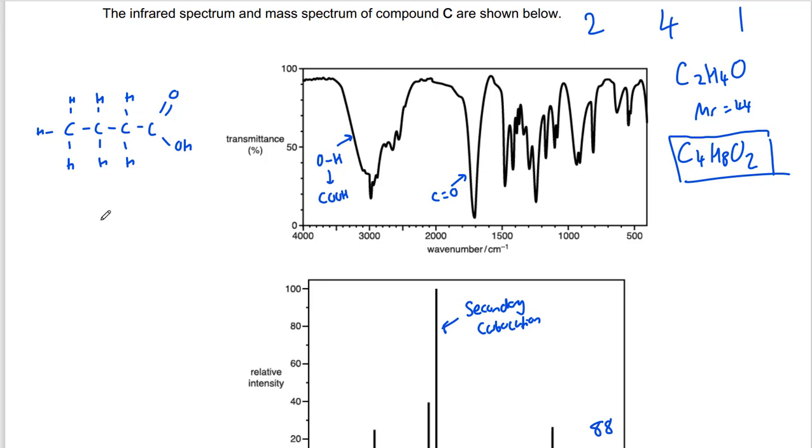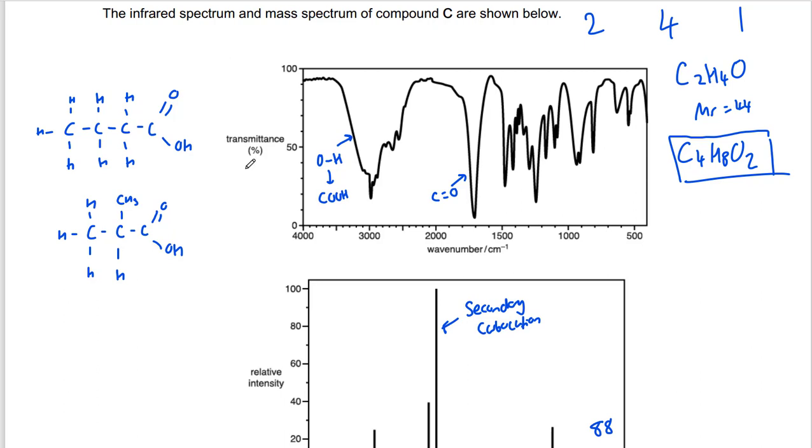I can draw this a different way. What if I do 1, 2, 3 carbons, put the carboxylic acid on, and branch it and put a CH3 here? What's the difference? They are the same thing, right? So in terms of your answer, at this point, you're stuck. You don't know which one is which.